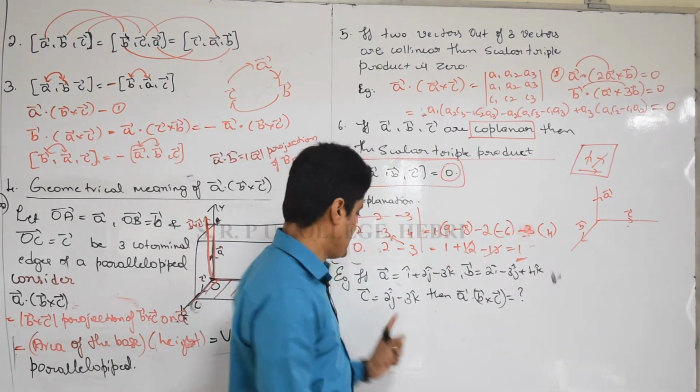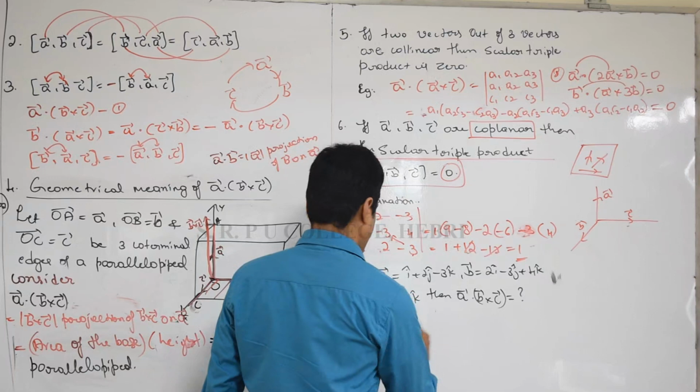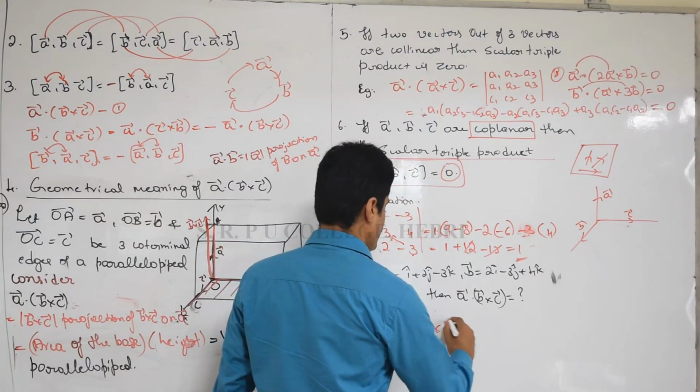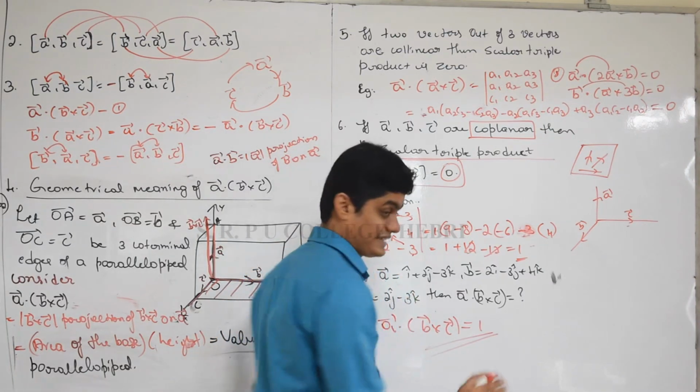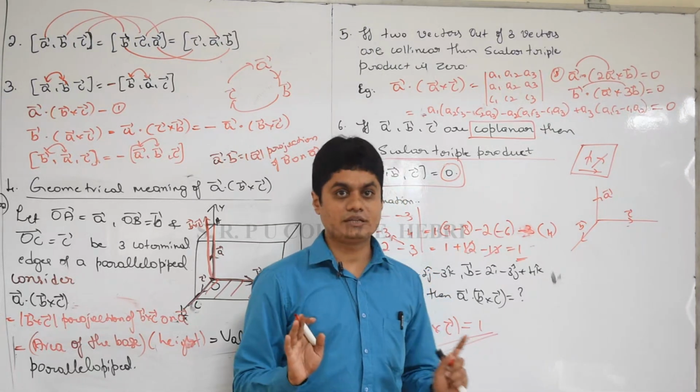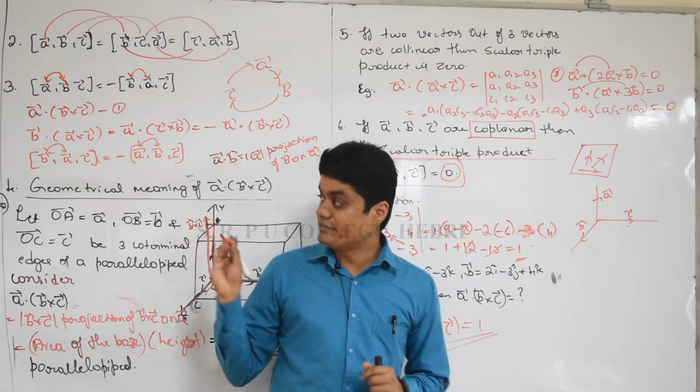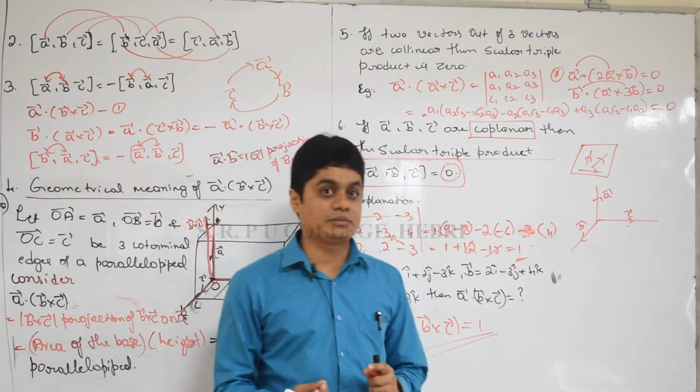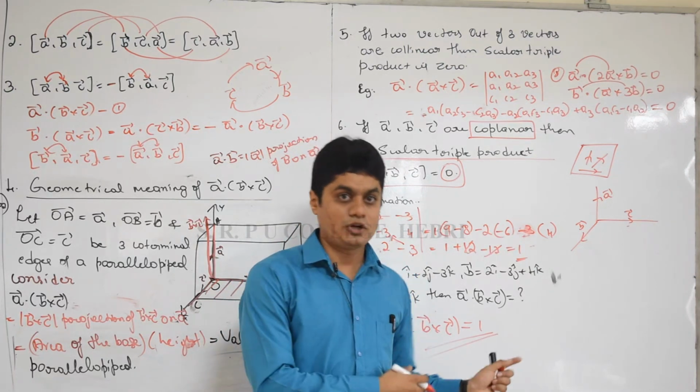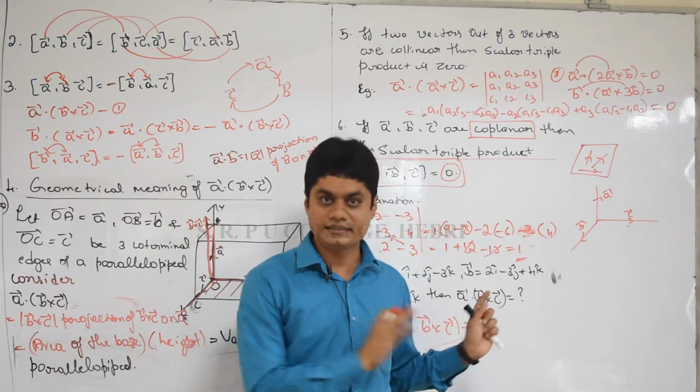So the scalar triple product of this particular A dot B cross C is nothing but 1 unit, it is a scalar. I hope you understood. So today we learned the definition of scalar triple product and its properties. And problems we are going to continue. Okay, did you understand this part? Very good.